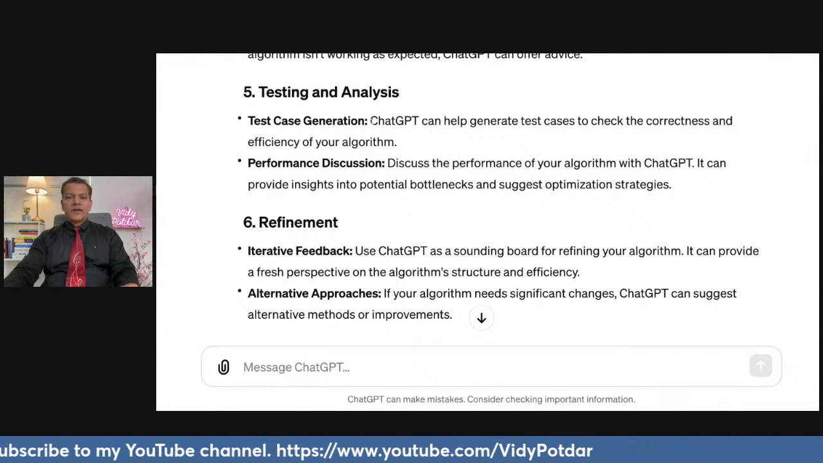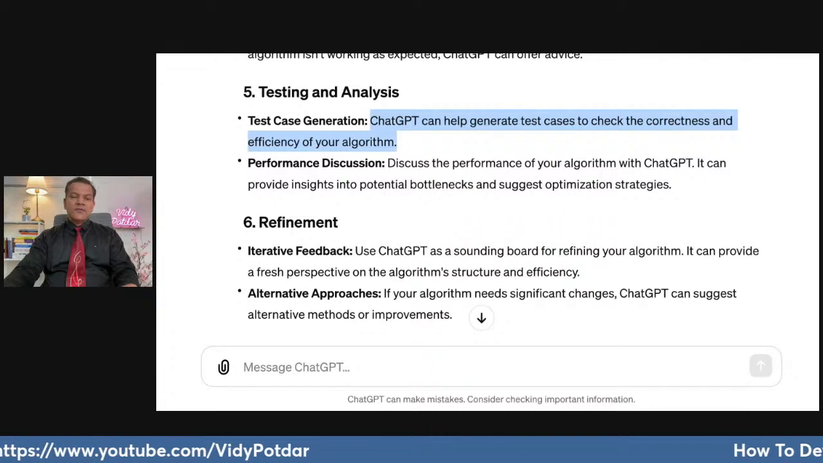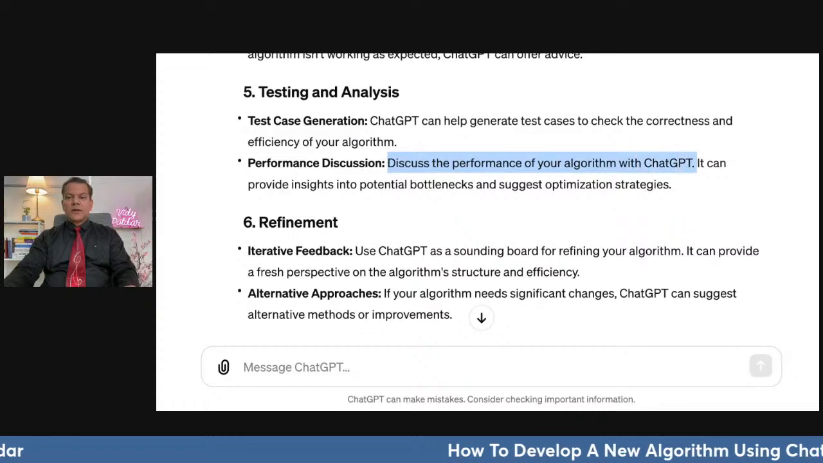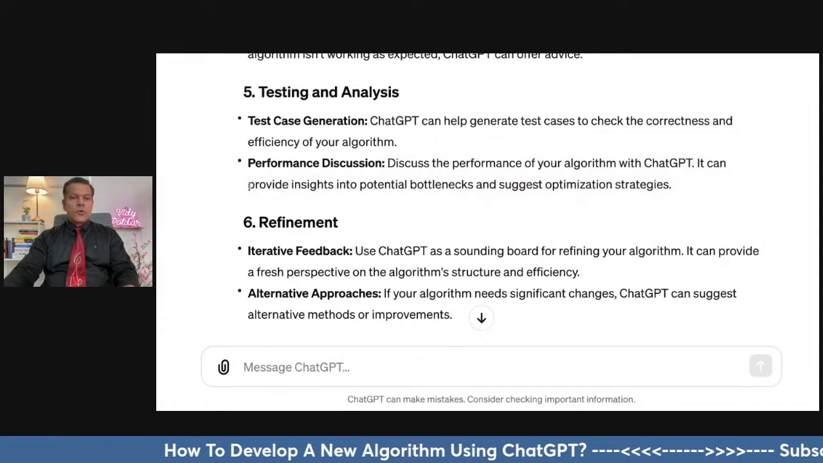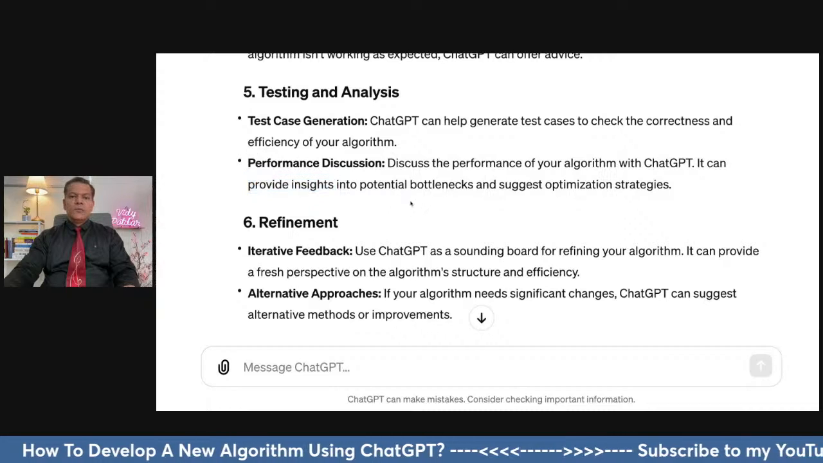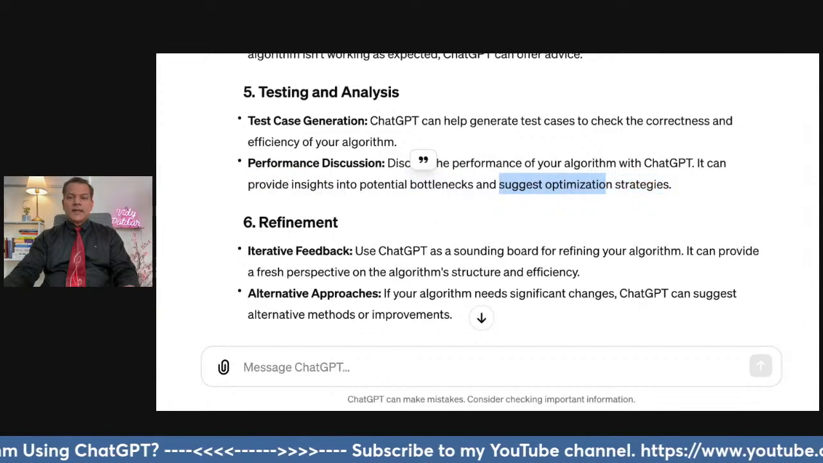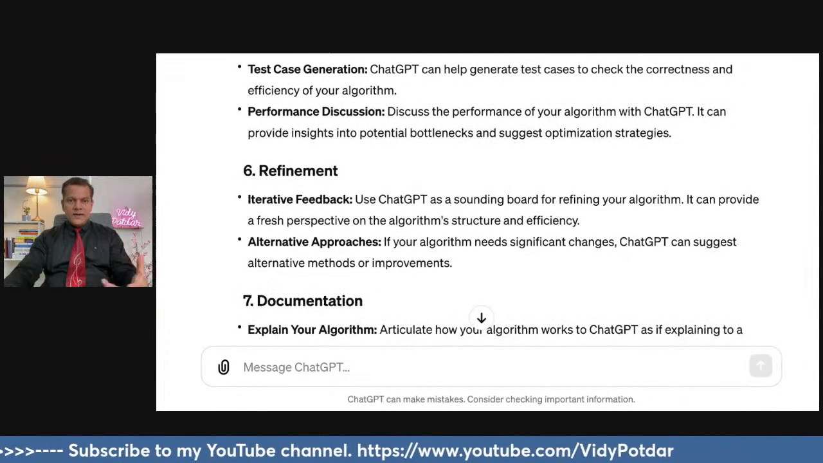So what do we have here? ChatGPT can generate test cases to check the correctness and efficiency of your algorithm. Discuss the performance of your algorithm with ChatGPT. It can provide insights. See, this is important. Provide insights into potential bottlenecks and suggest optimization strategies. So these things you can understand or find out.